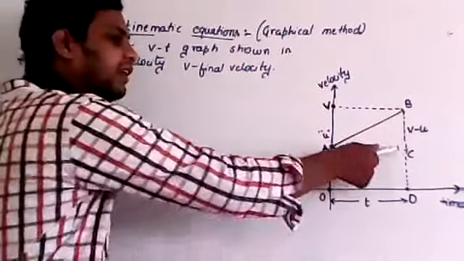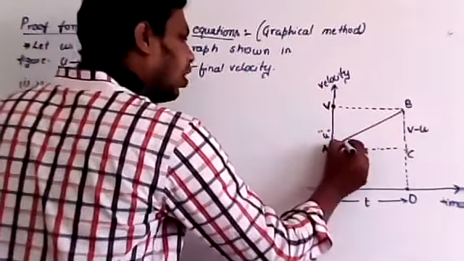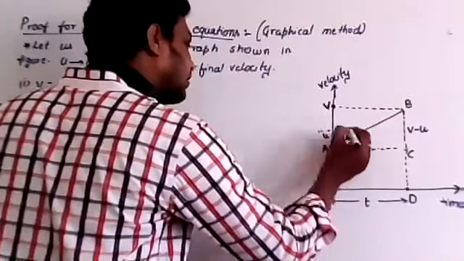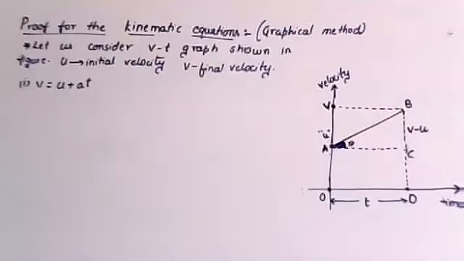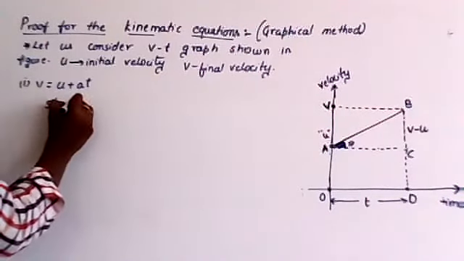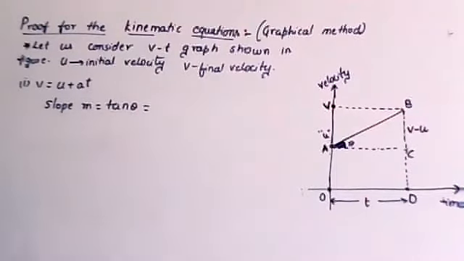Now what is the AC value? Time t only. Now I'll take this angle as, for example, theta. Now could you tell me what is the slope from the graph? So slope m is equal to tan theta.